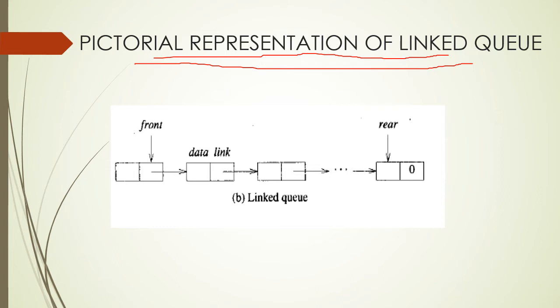Here we are maintaining two pointer variables. One is front, which is always pointing to the first node, or front node, of the queue, and the other is rear, which is always pointing to the last node of the queue. So how do we identify the last node? The link field of the last node always holds the value null. So this is the pictorial representation of a queue.